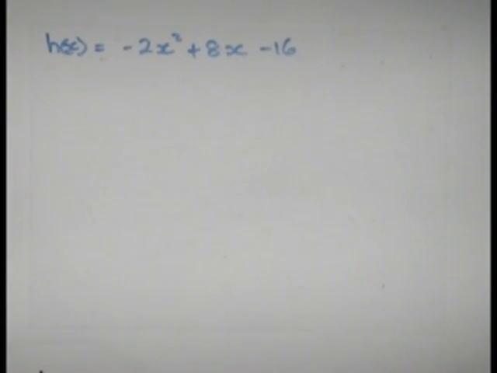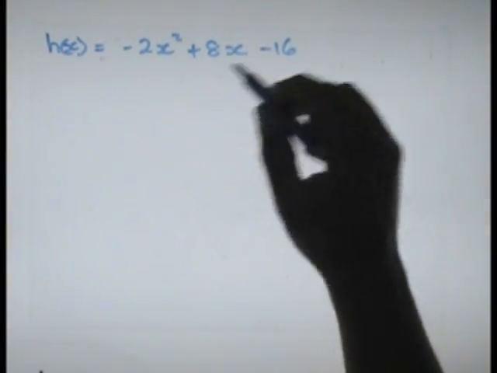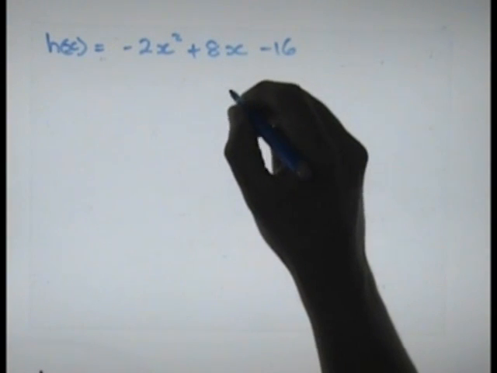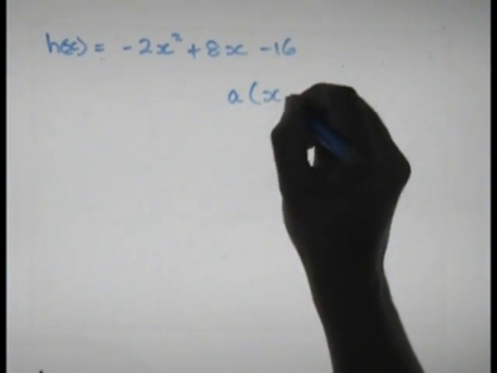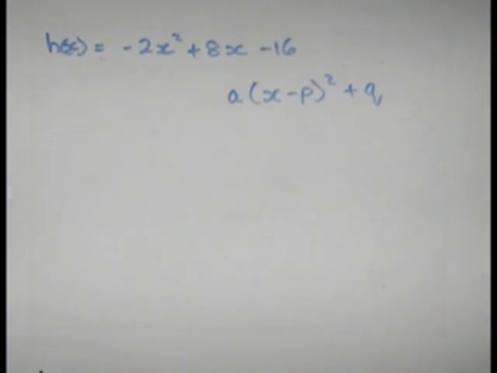The fifth one I gave you to do read h of x is equal to negative 2x squared plus 8x minus 16. Now you will see later on in this tutorial how we can sketch a parabola off this graph. However, for now we are looking for it in the form a(x minus p) squared plus q. So I'm going to try and adapt that to that form.